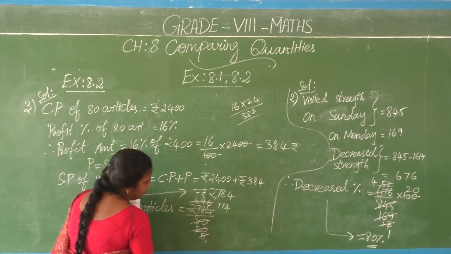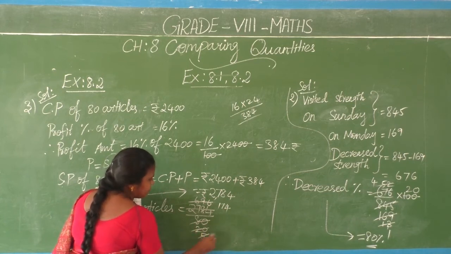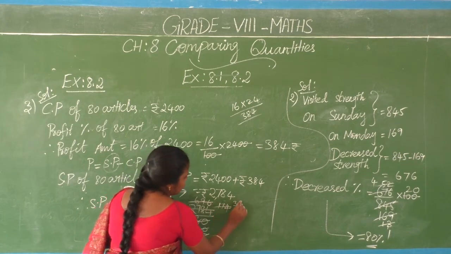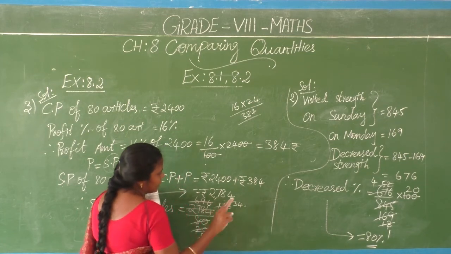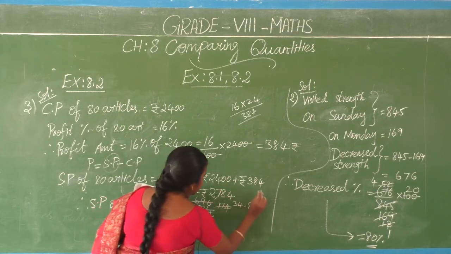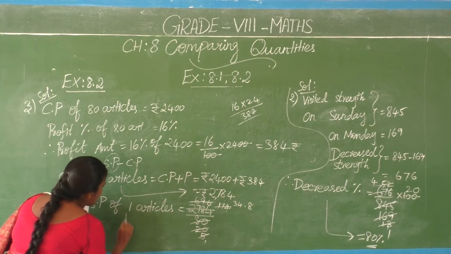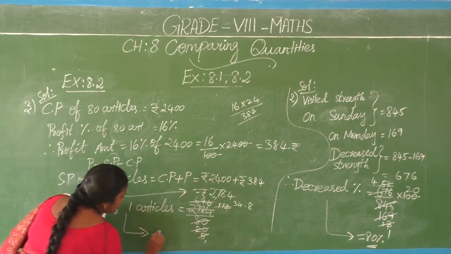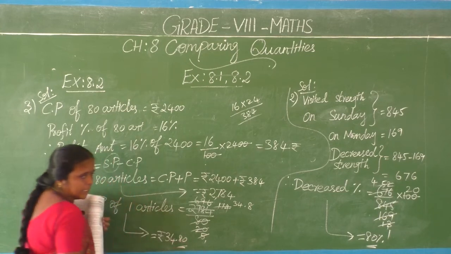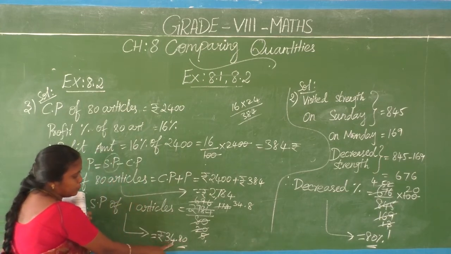By 5, 1 5 is 5, here 17, 3 5s are 15, remainder 2, 24, 4 5s are 20, remainder 4 is coming. If you keep decimal wise 0, 40, 8 5s are 40. That means the SP of one article is 34 rupees 80 paise. Like that it will come, 34 rupees 80 paise.